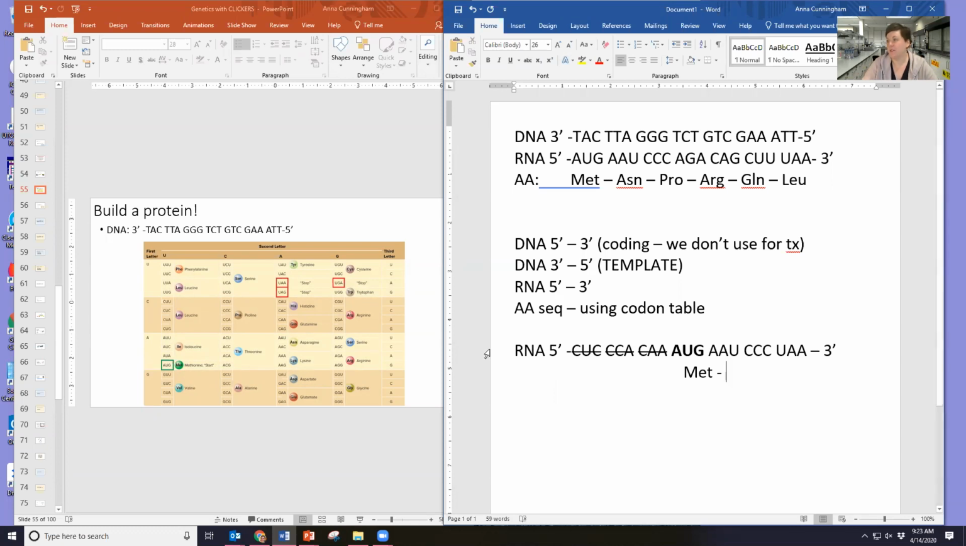We know AUG is methionine, and then AAU, asparagine, CCC, proline, and then UAA is a stop codon. If you were given an mRNA strand, it doesn't matter if there are codons that come before that start codon. Translation does not start until the start codon. So basically you just ignore those others.